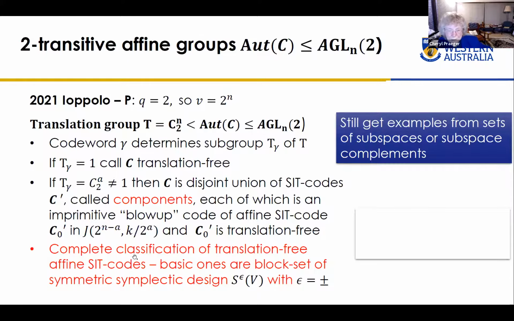We would like a better description of these components, but the translation free ones are the interesting ones. And we have a complete classification of the translation free affine SIT codes. And the basic ones are essentially block sets of symmetric symplectic designs, if you think of them as Delandtsheer designs.